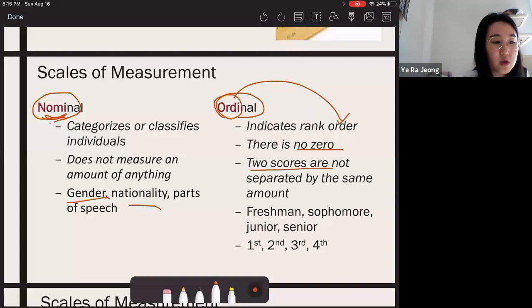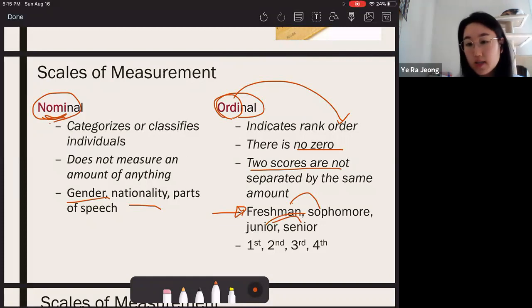And the two scores are not separated by the same amount. So class standing is one example: freshman, sophomore, junior, and senior. And there's no 0 in those categories, right? And the distance from freshman to sophomore is not equal to sophomore to junior or junior to senior. Why? Because each class standing is classified usually by the number of credits you take.